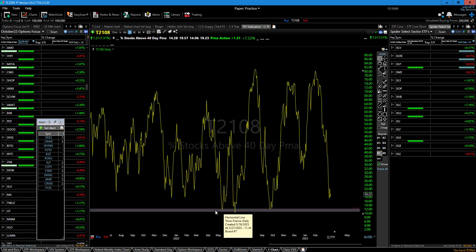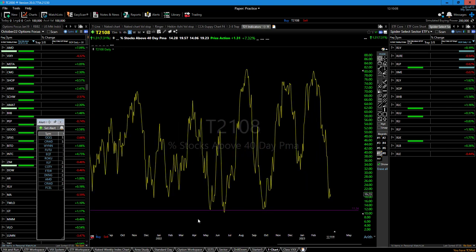So that means we have to look at stocks that are giving us a good setup, not predicting that everything in the market is going to bounce and just race back to the top. Okay.